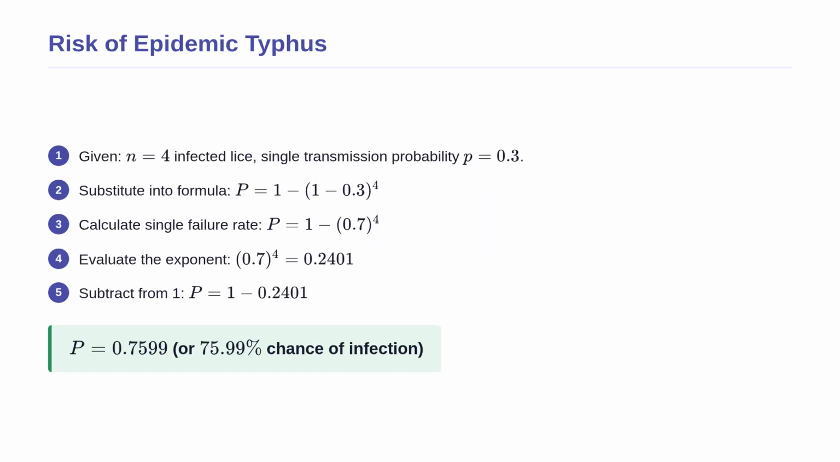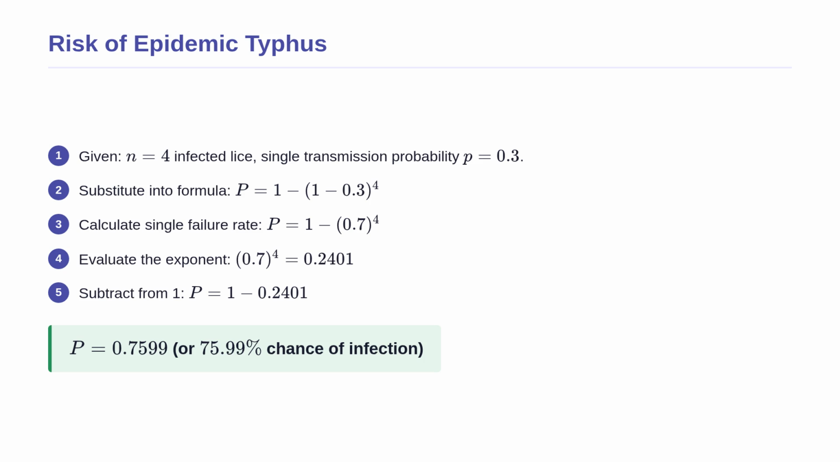Now that we have our probability formula, let us apply it to a real-world medical scenario involving epidemic typhus. Suppose a healthcare worker is bitten by 4 infected lice, and the probability of a single louse transmitting the bacteria is 30%, or 0.3. We want to find the total probability of infection. We use the cumulative probability formula to account for multiple independent bites.